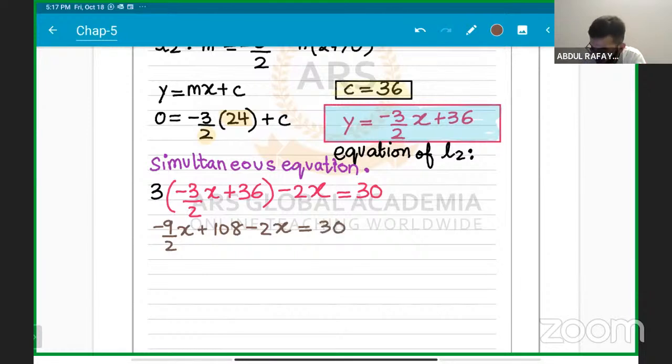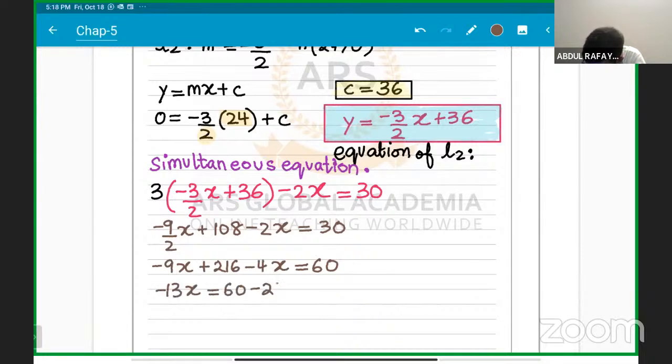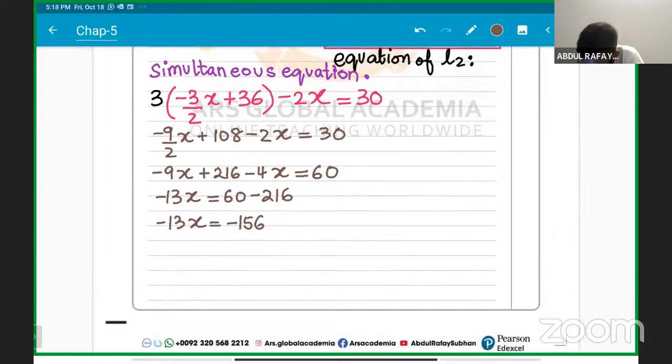So what we can do is take the LCM first: minus 9x, 108 times 2 is 216, minus 4x, and 30 times 2 is 60. So I should be getting minus 13x is equal to 60 minus 216. So negative 13x is equal to negative 156. And 156 divided by 13 is basically 12. So the x value will be 12, students.